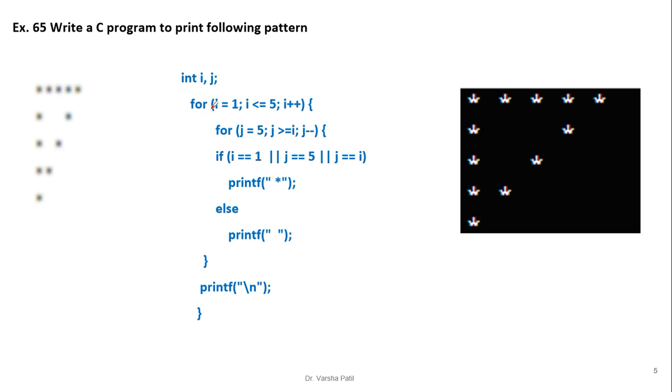Now this program is very similar, only j equal to 5, j is greater than or equal to I, j minus minus is there. I equal to 1, I, j equal to 5, j equal to I. We can even write the condition I equal to 5. It is matching by default, that's why it is printing, but it is better that we also put the condition I equal to 5.